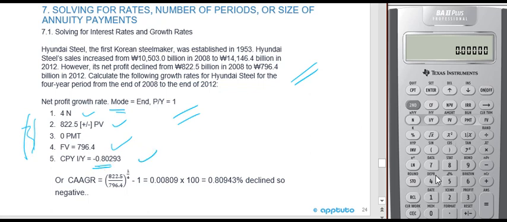Well, maybe we'll just do it for fun. So let's do 4 N, and present value was 822.5. We'll make that a negative present value. 0 payment. The future value was less. It was 796.4. That's going to be a positive. So we're going to compute the I/Y, negative 0.80293. And as well, I said over here, you could still use the compounded annual average growth rate, ending divided by the beginning to the 1/4 minus 1. And so it's 0.80. So we know it declined, it's negative.